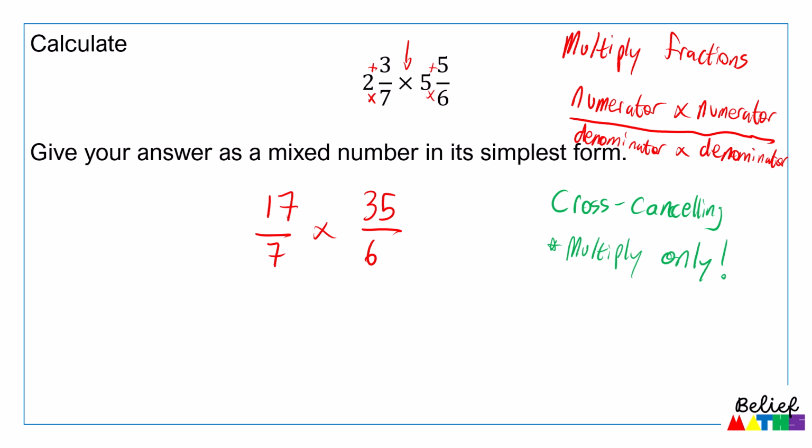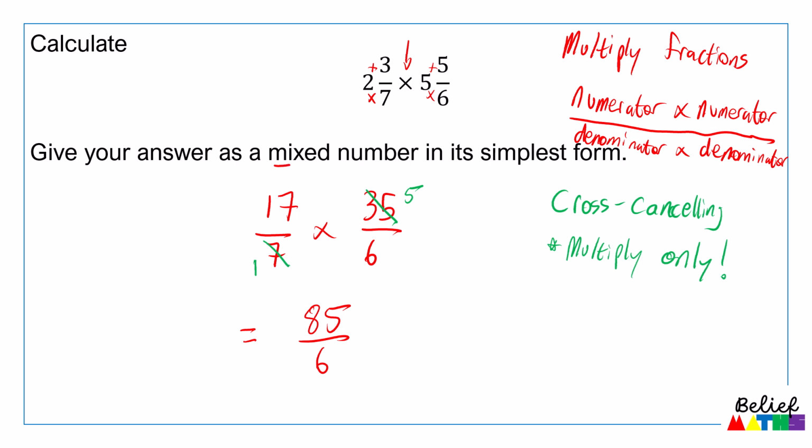Okay, what we're going to do is we can't simplify the first fraction, we can't simplify the second fraction. However, if we look diagonally, we can simplify this 7 and this 35. We can divide them both by 7, so this becomes 1 and this becomes 5. So instead of trying to figure out 17 times 35, all we're doing in this case is 17 times 5. So 17 times 5 gives us 85, and 1 times 6 gives us 6. Now this can't be simplified any further, and the reason we know that is because we've done our cross-cancelling.